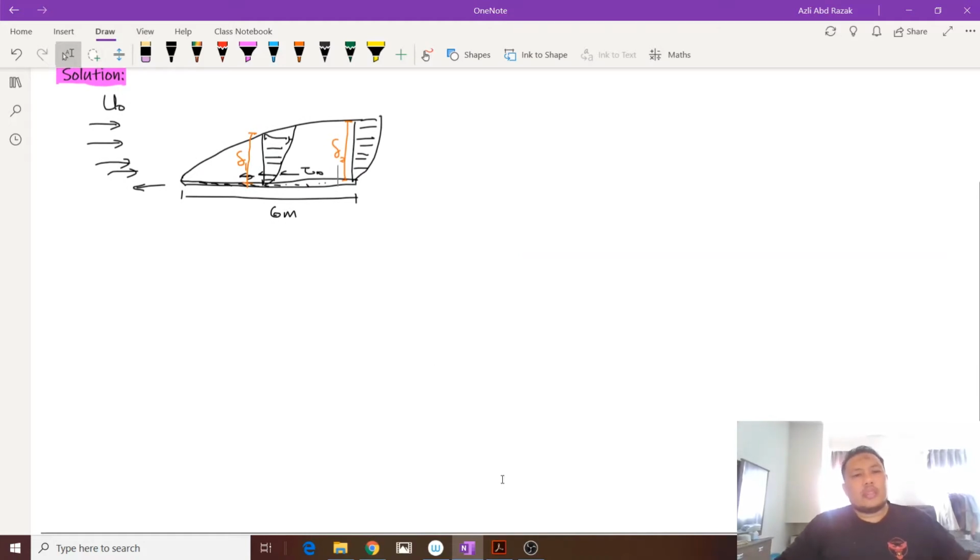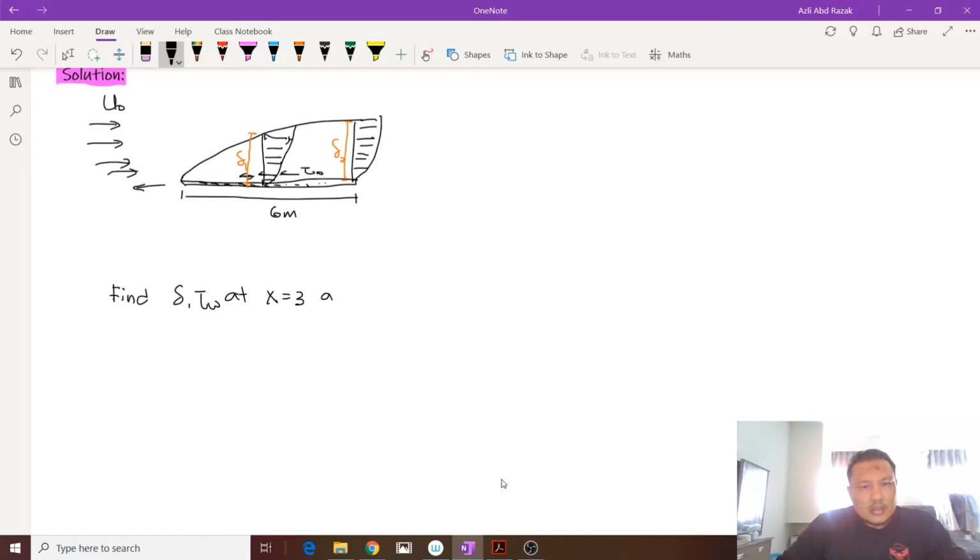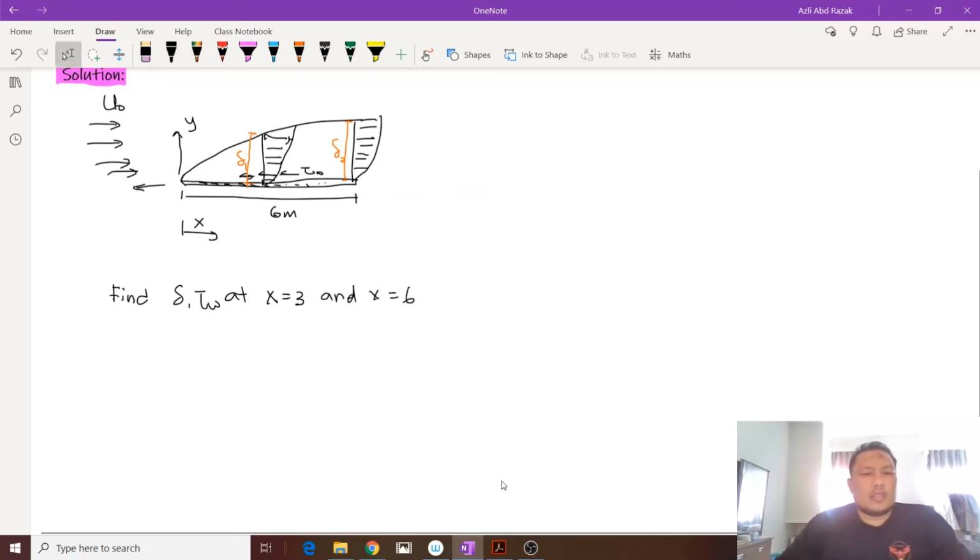The summary of the question is that we need to find the delta and tau wall at x equal to 3 and x equal to 6. This is x, and this is y. All right, so now we're going to solve this.